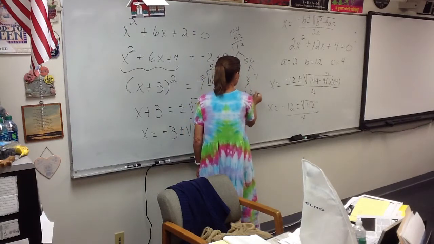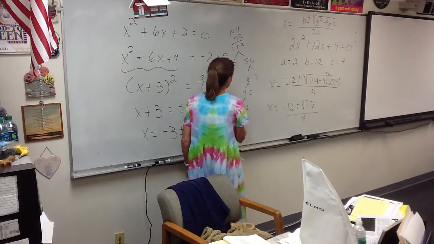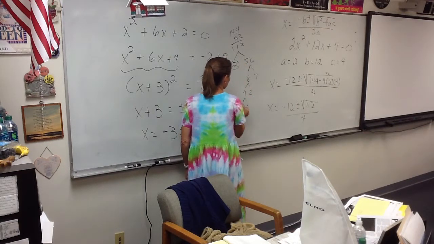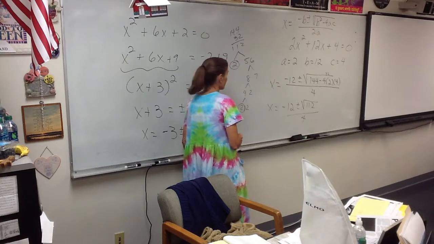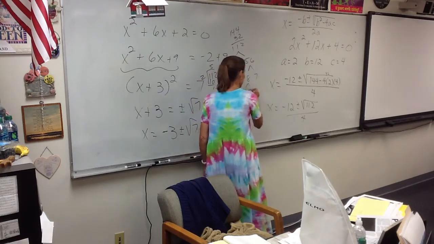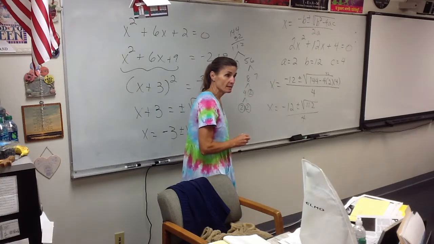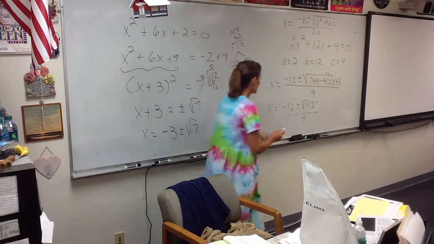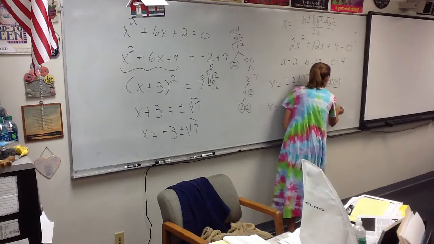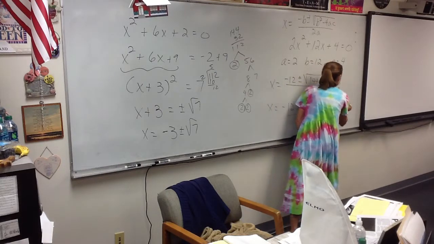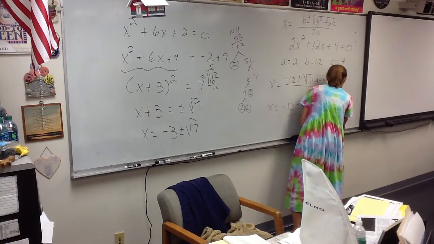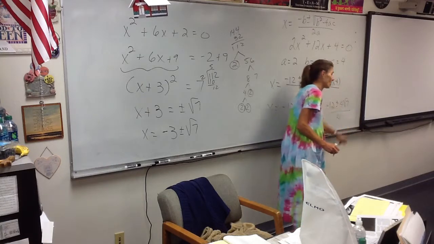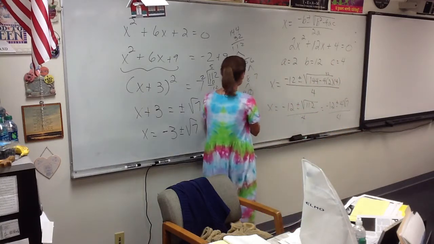8 is 4 times 2, and 4 is 2 times 2. So I've got a 2 and a 2 that I can take out. I have another 2 and a 2 that I can take out. And then I got my leftover 7. So I have negative 12 plus or minus 4 root 7. And the reason that's a 4 is because I took out 2 2's, right?